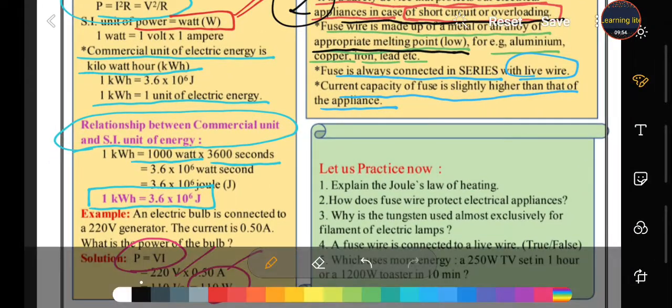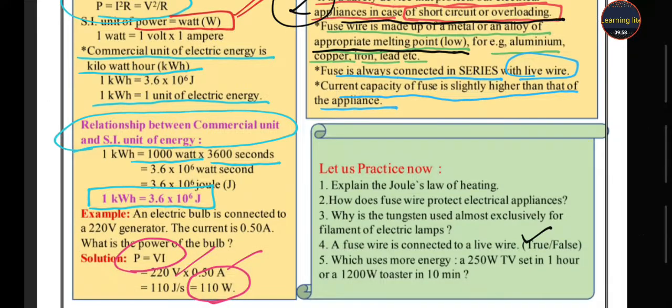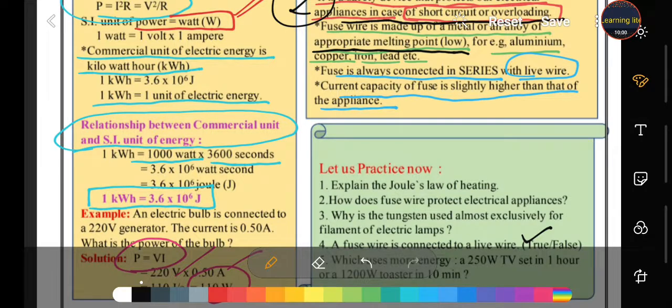A fuse wire is connected to a live wire. True or false? True. It's very true, because it connects to the live wire to get all of the current and break the circuit.